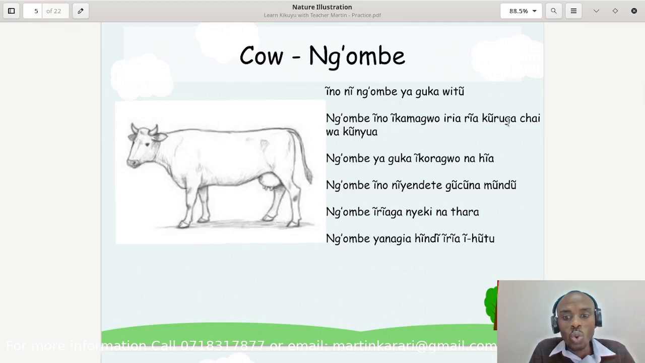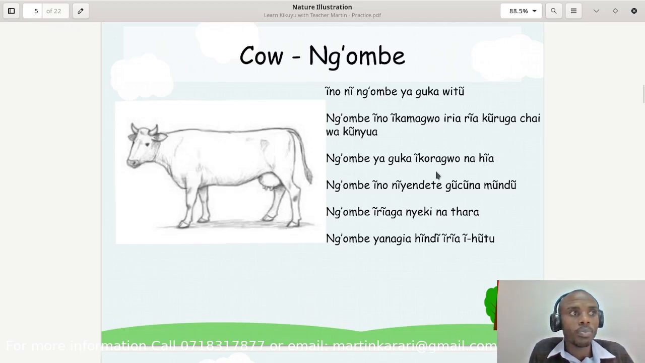Koruga, to cook. Ruga is cook. Koruga is to cook. Chai, if you know Swahili, it is white tea or just tea. Wa for kunywa, drink. Kunywa, I know you have heard kenywa. It comes from the word kunywa, which means drink. Ng'ombe ya Guka ekoragwo na hia. Ekoragwo, gukoro we said, we should translate it to has. Here are the horns. Okay?